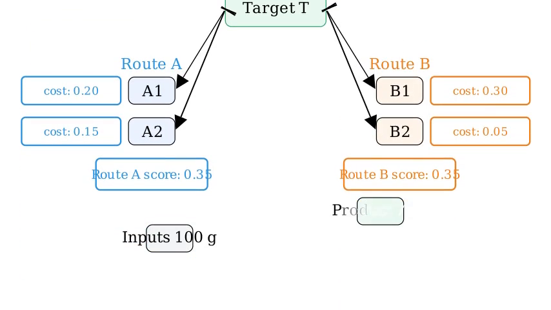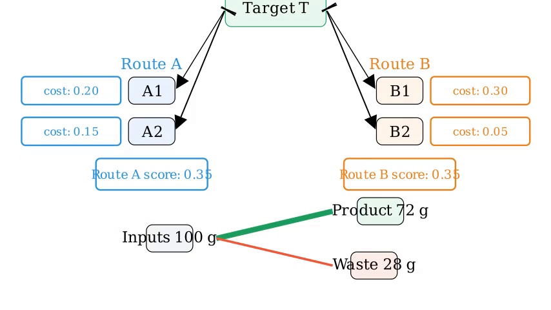A visual mass balance reinforces atom economy. The incoming mass splits into product and waste. Thicker product flow means better atom economy and usually a lower E factor.